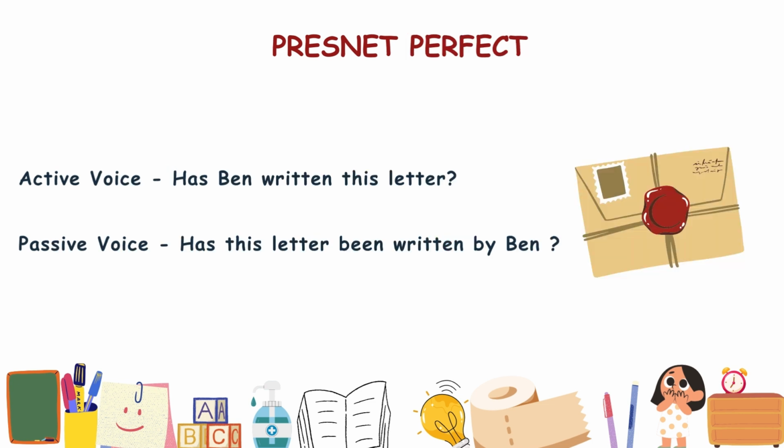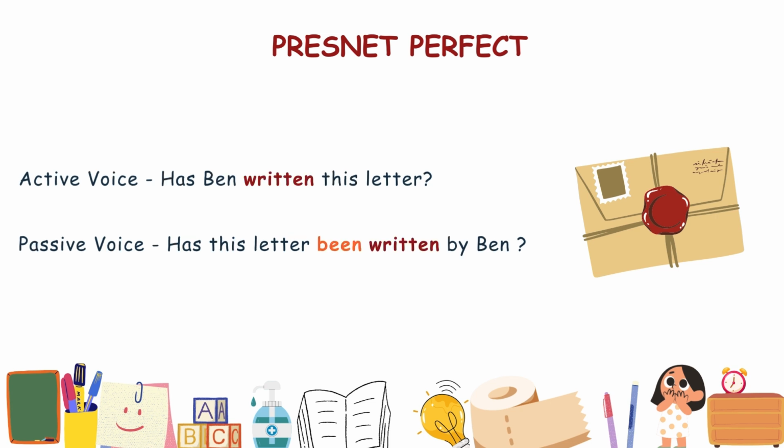For the present perfect tense. Has Ben written this letter? Is an active voice. Has this letter been written by Ben? Is a passive voice. Here, the auxiliary verb been is added. Since the main verb written is already in the past tense, it remains unchanged.